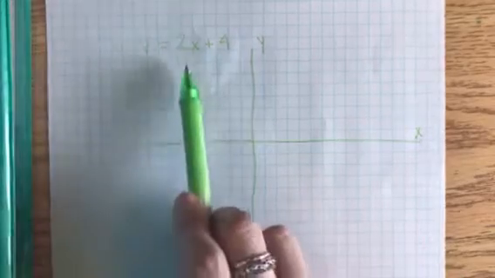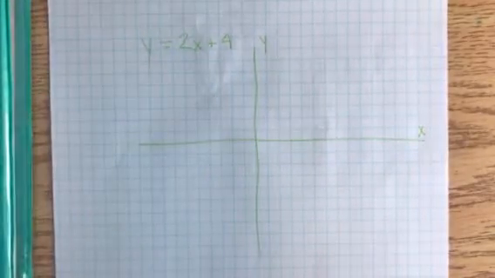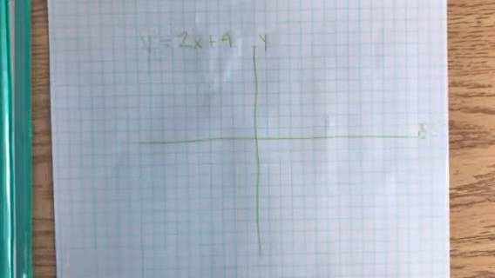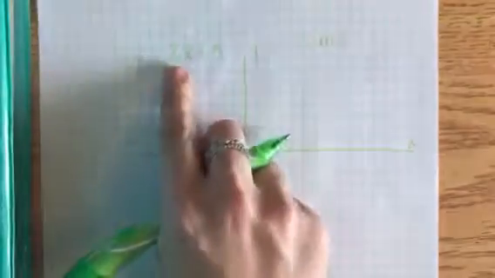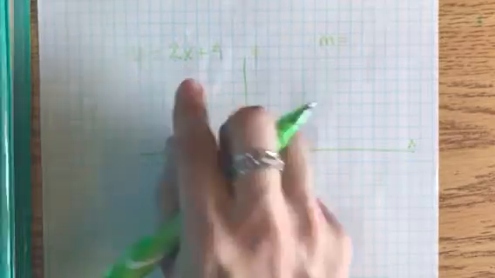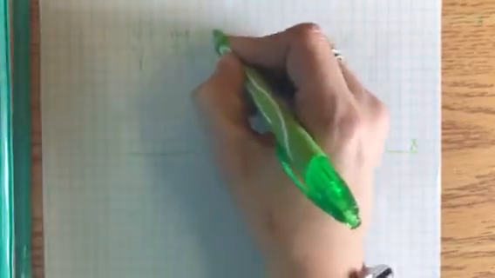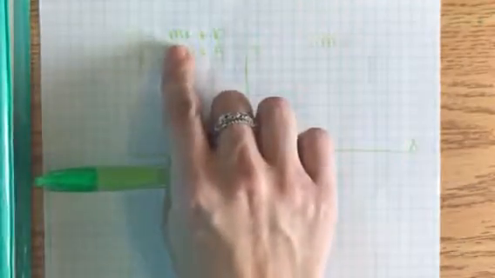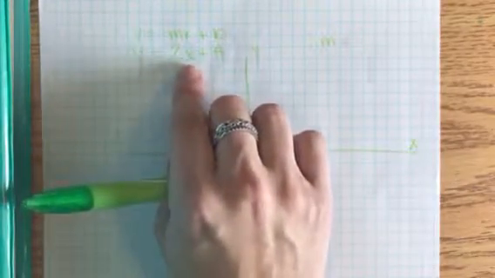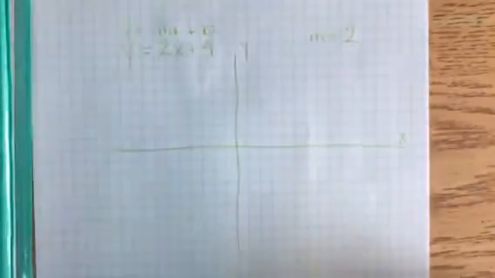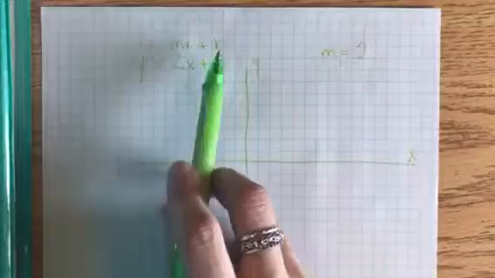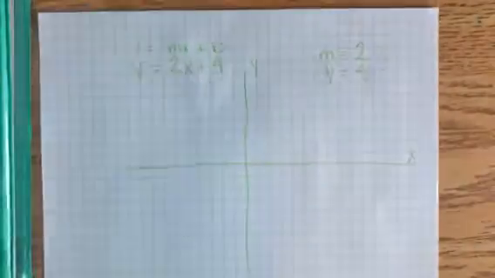Okay, and if we want to graph y equals 2x plus 4, we need to know two things. We need to know the slope. Remember, slope is always represented by the letter m. In the form y equals mx plus b, the slope, the m, is always the number sitting in front of the x. It's the coefficient of the x. So in this case, m equals 2. And our b, or our y-intercept, equals 4.